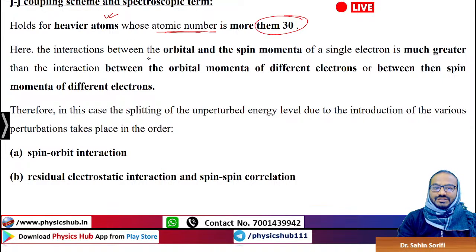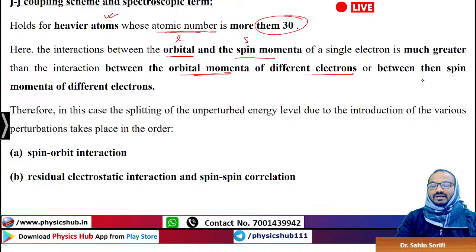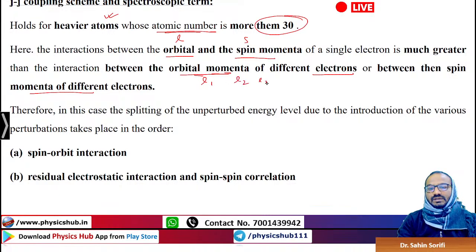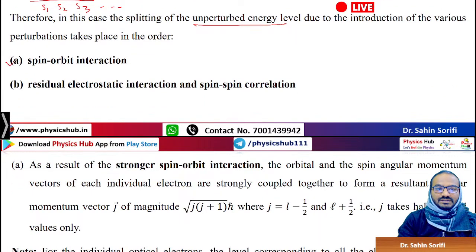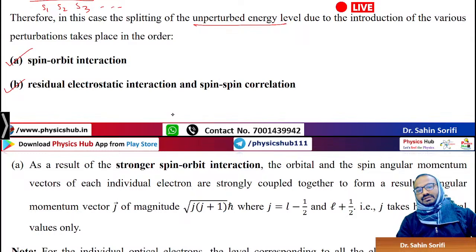So here the interaction between the orbital and spin momentum, L and S, of a single electron is much greater than the interaction between the orbital momenta of different electrons or between the spin momenta of different electrons. Orbital momenta of different electrons are L1, L2, L3 and so on. Spin momenta of different electrons are S1, S2, S3 and so on. Therefore, in this case, the splitting of the unperturbed energy level takes place due to various perturbations. Firstly, two effects primarily come in: spin orbit interaction, and secondly, residual electrostatic interaction and spin-spin correlation. These two things you need to remember.